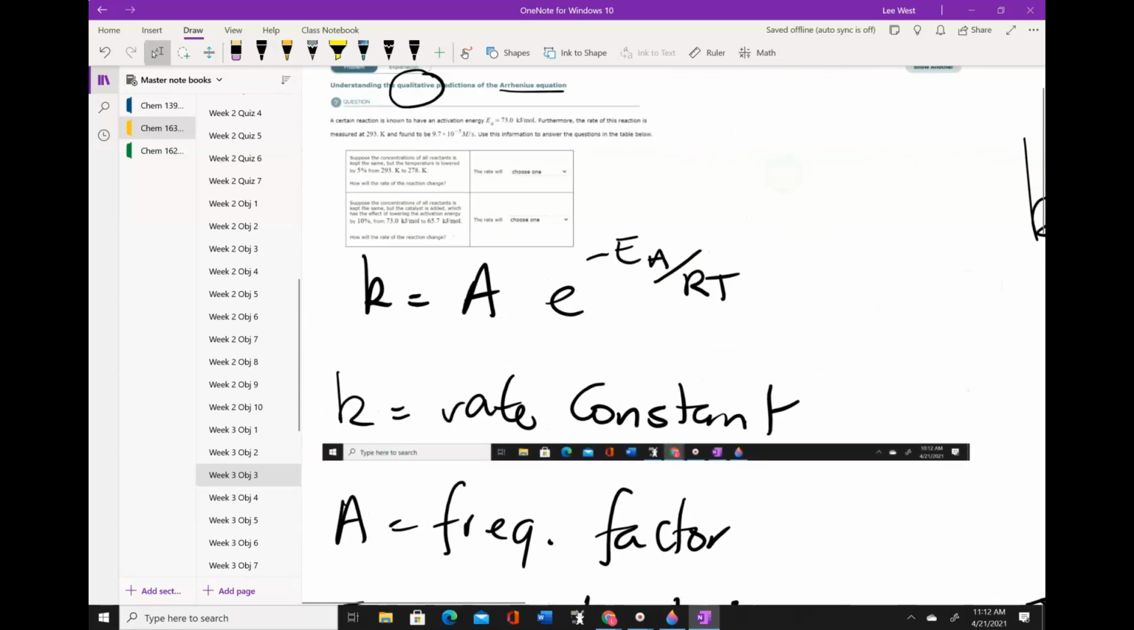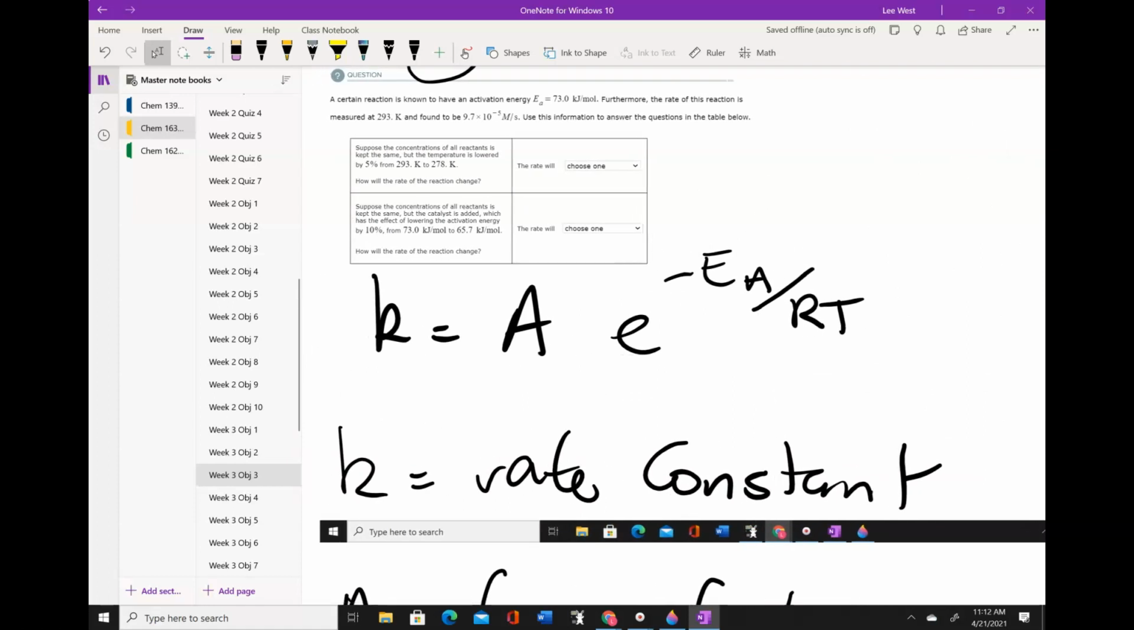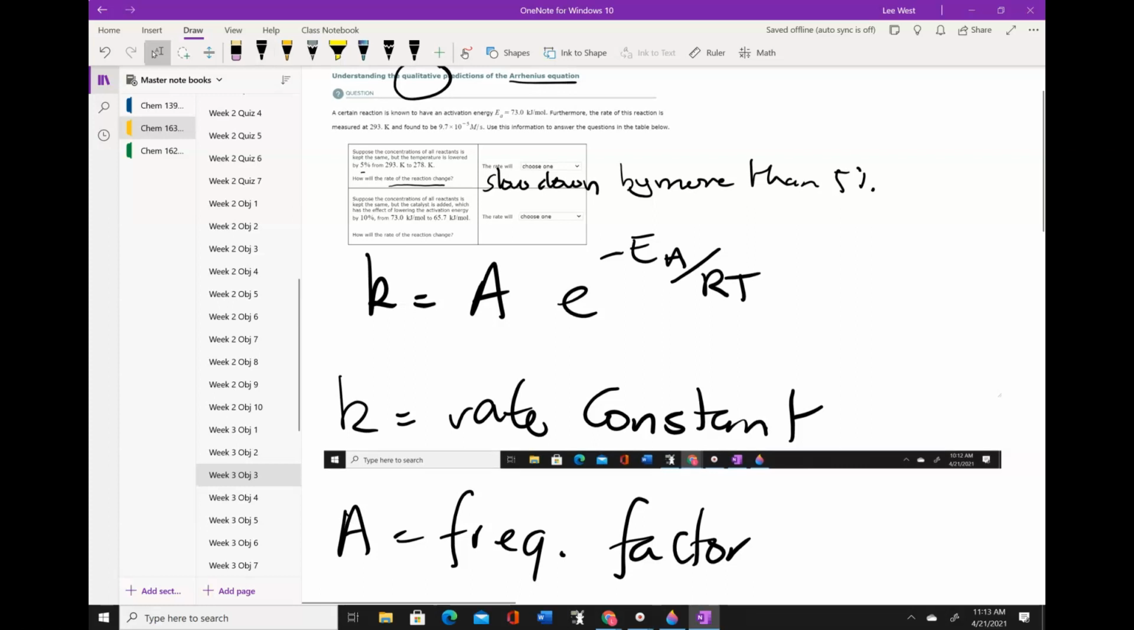So let's put all of that together to qualitatively describe what will happen here. Suppose the concentration of all reactants is kept the same, but the temperature is lowered by 5%. How will the rate of the reaction change? So lower the temperature, the reaction will slow down. Because there's an exponential dependence on the temperature and reaction rate, it will slow down by more than 5%, right? Small changes in T or EA lead to big changes in reaction rate.